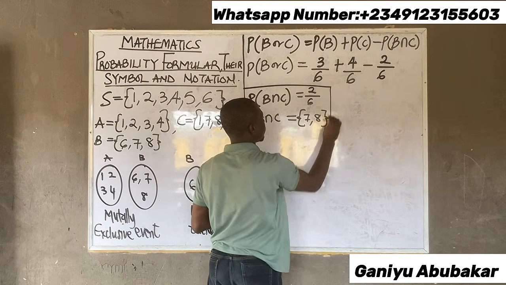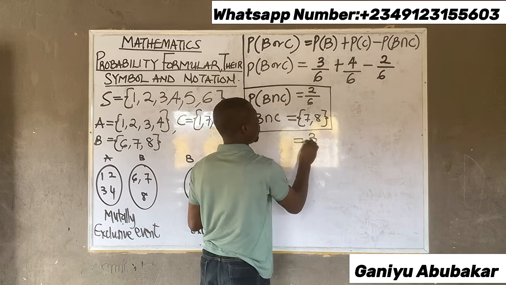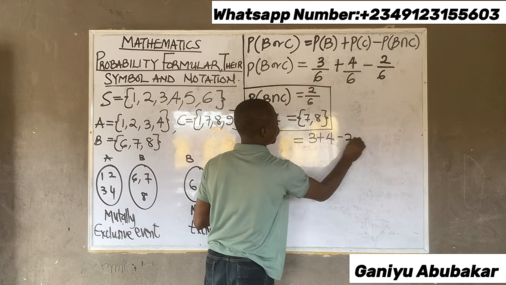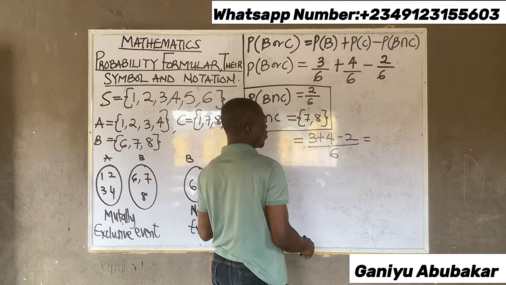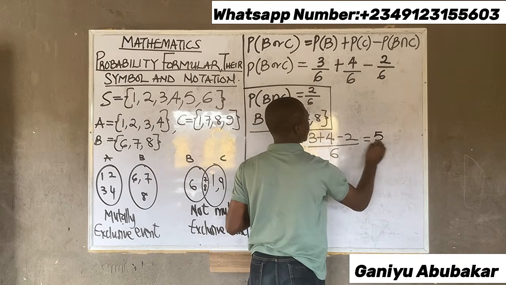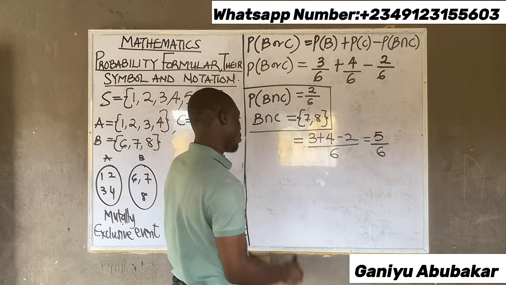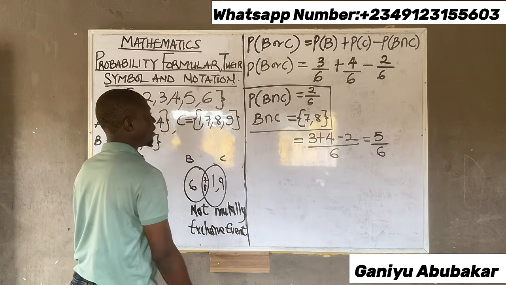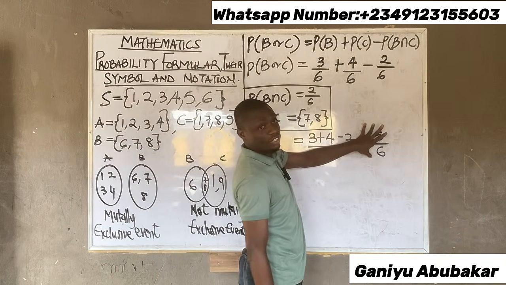In other words, I'll have this equal to 3 plus 4 minus 2, over 6. This gives you 5 over 6. This is 5 over 6. That's my answer. So using the formula approach, I have 5 over 6.